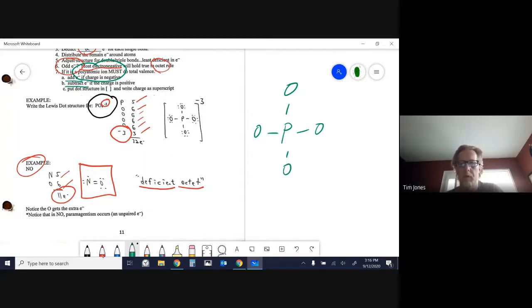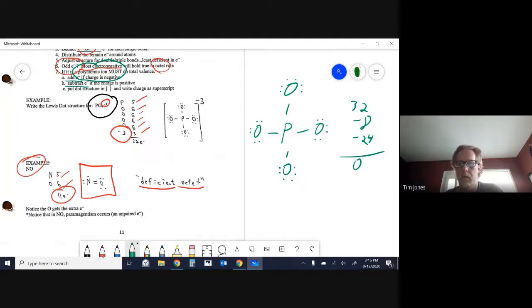I've used up, of my 32 electrons, I've used up 8. And then notice phosphorus is already satisfied with an octet, and every oxygen needs 6 more. So 6, 12, 18, 24.